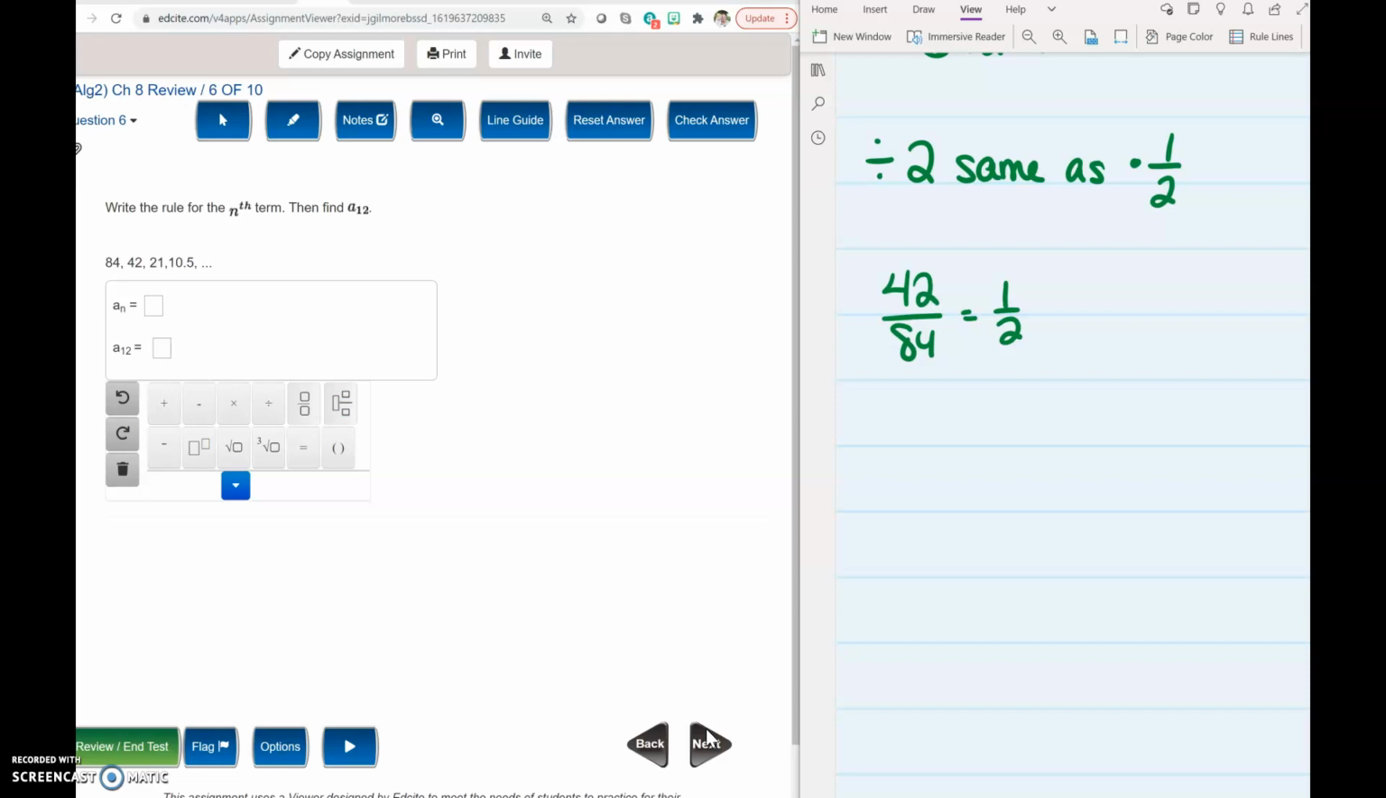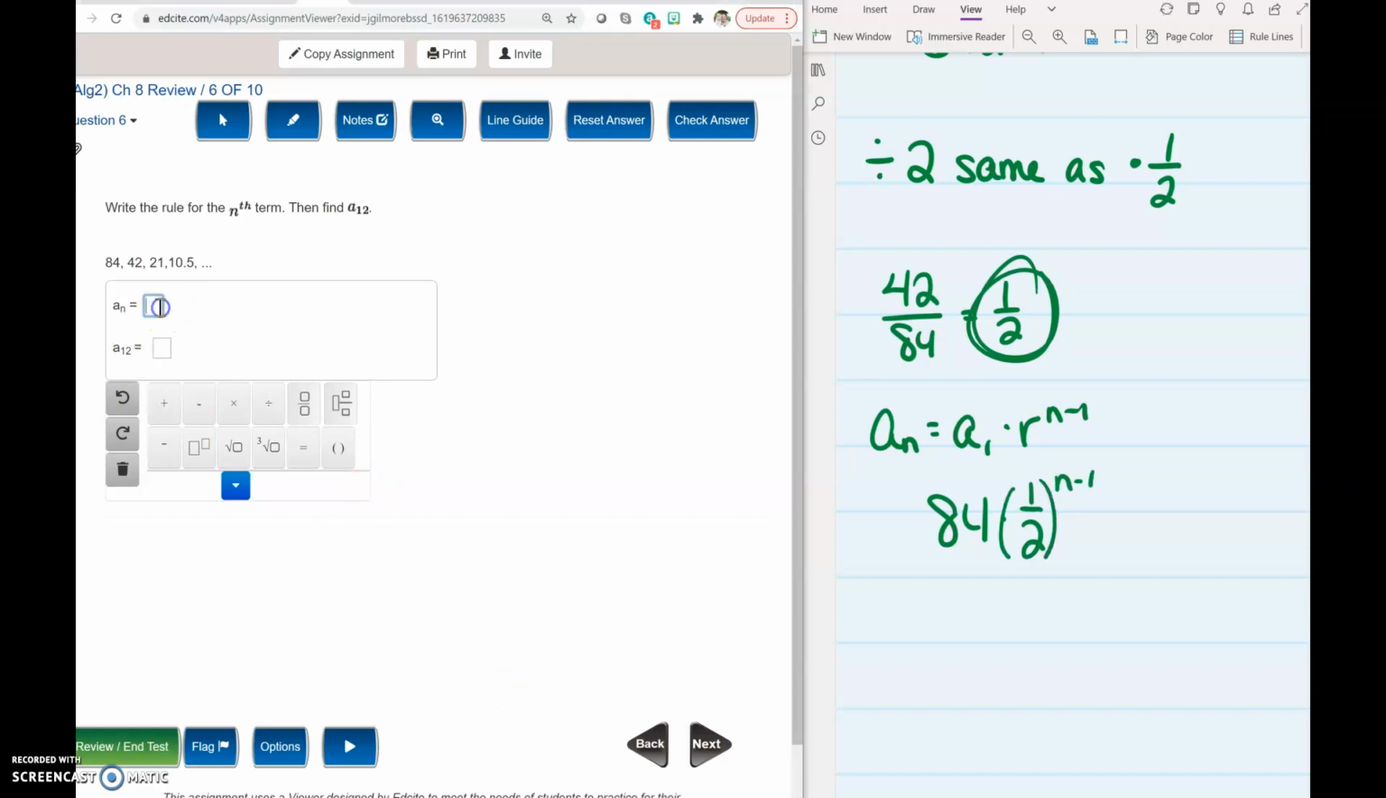A geometric sequence, the formula is first term times your common ratio raised to the n minus 1. So we want to do our first term, 84, times our common ratio, that'd be this number, 1/2, raised to the n minus 1. And it is helpful to put that 1/2 in parentheses. Not necessary, but helpful. It just makes it look nicer.